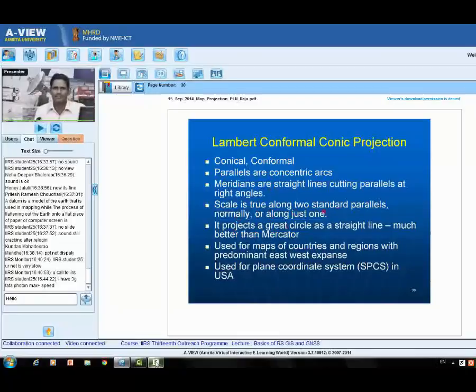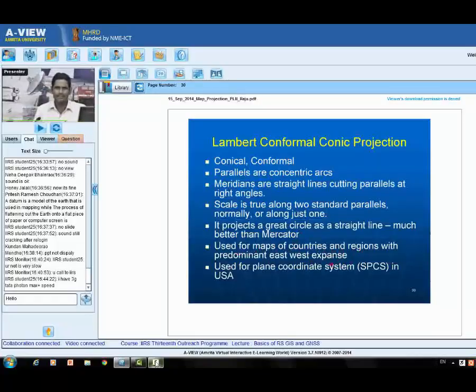Scale is true along the two standard parallels. In the Lambert conformal, you use a secant cone, cutting at two parallels. So that's why you have two standard parallels. It projects a great circle as a straight line, much better than the Mercator. A great circle means, for example, your equator. The equator is a great circle.